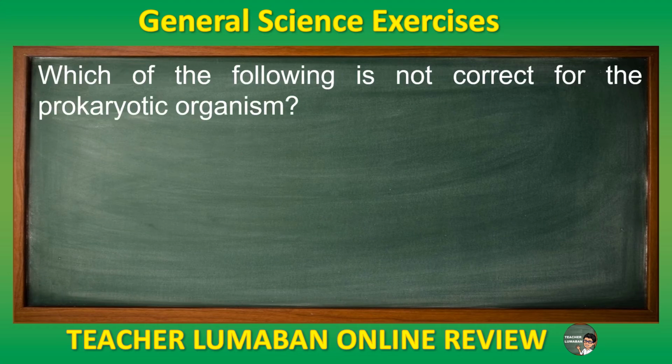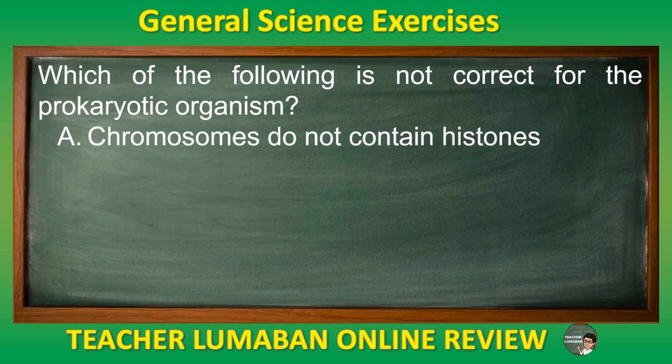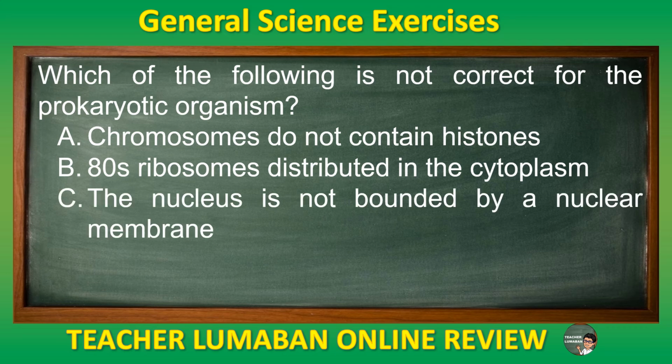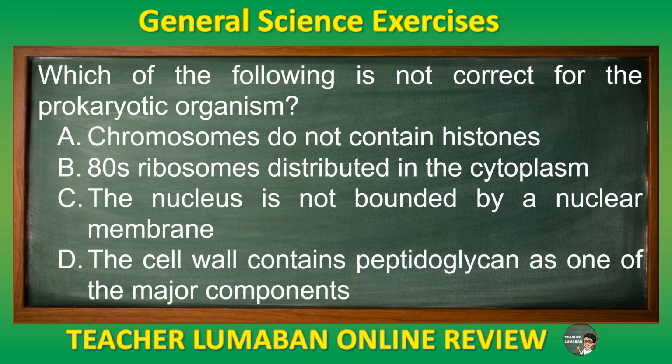Which of the following is not correct for the prokaryotic organism? Letter A, chromosomes do not contain histones. Letter B, 80S ribosomes distributed in the cytoplasm. Letter C, the nucleus is not bounded by a nuclear membrane. Letter D, the cell wall contains peptidoglycan as one of the major components. Choose the suitable answer based on the given choices in 5 seconds.